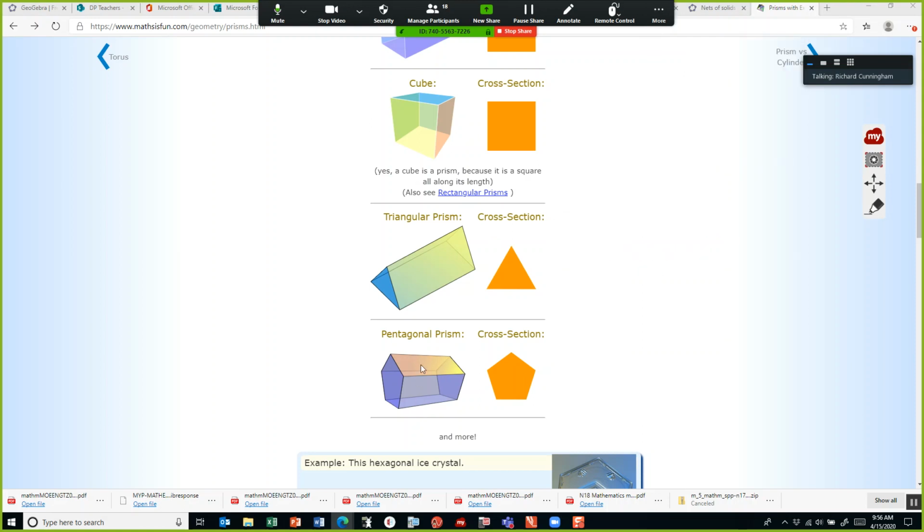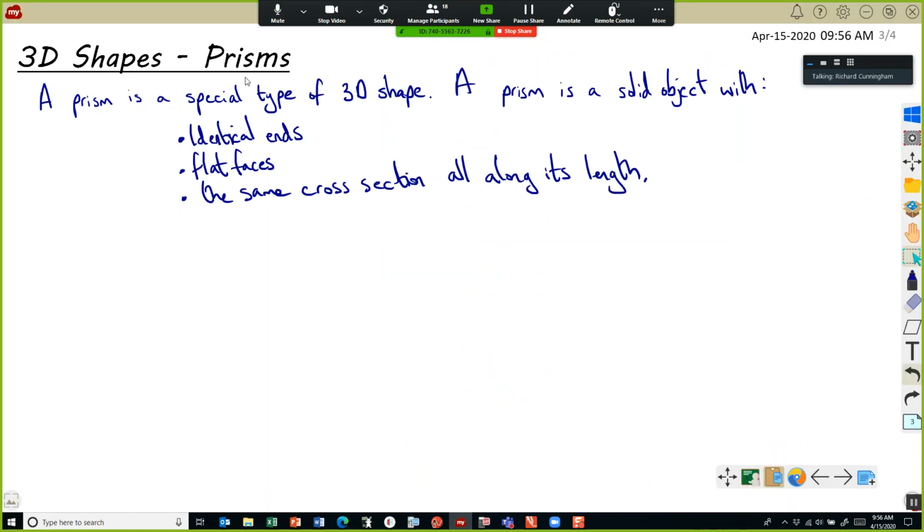If I was to slice through this pentagonal prism, what type of shape will I get out? Yep, a pentagon. Good. And what we have to be able to do, if I go back to my pen, we have to be able to find the surface area of a prism. So what do you think I mean by surface area?